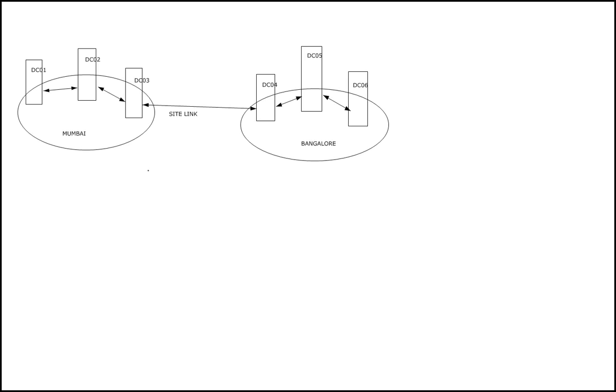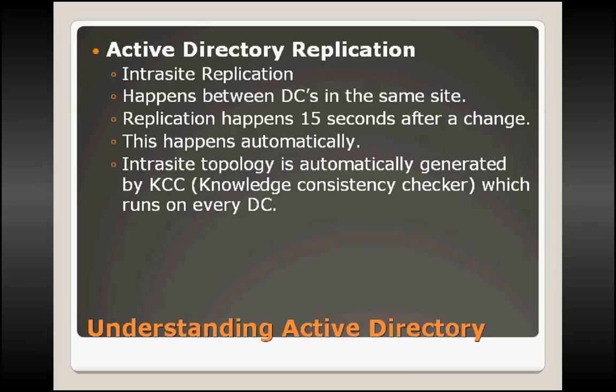Okay, and that's what we actually said in the slide. If you look into the slide here, there is an intra-site topology that is automatically generated by the KCC, okay? And this runs on every domain controller. So whenever there is a change happening in the domain controller, let's say one of the domain controllers is down.